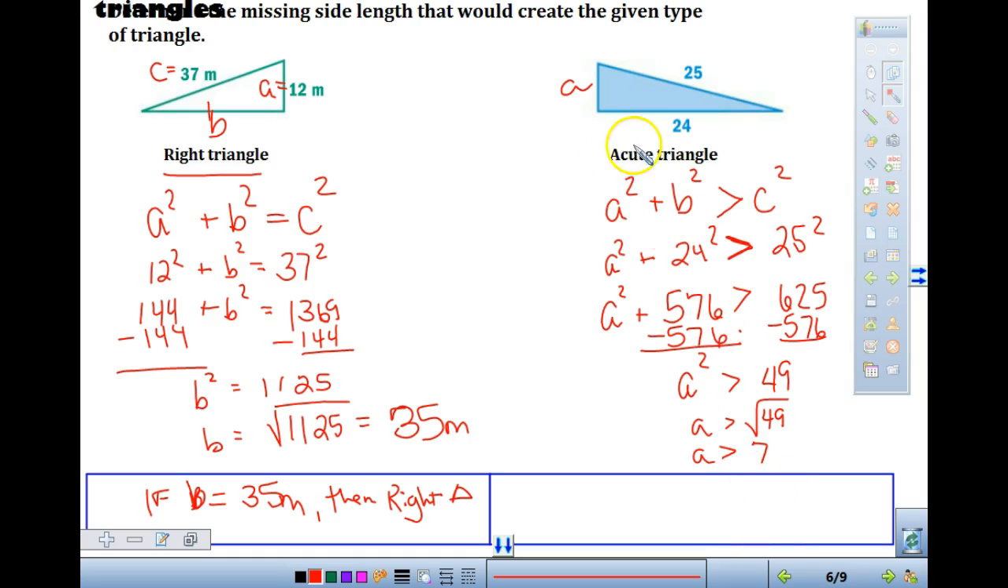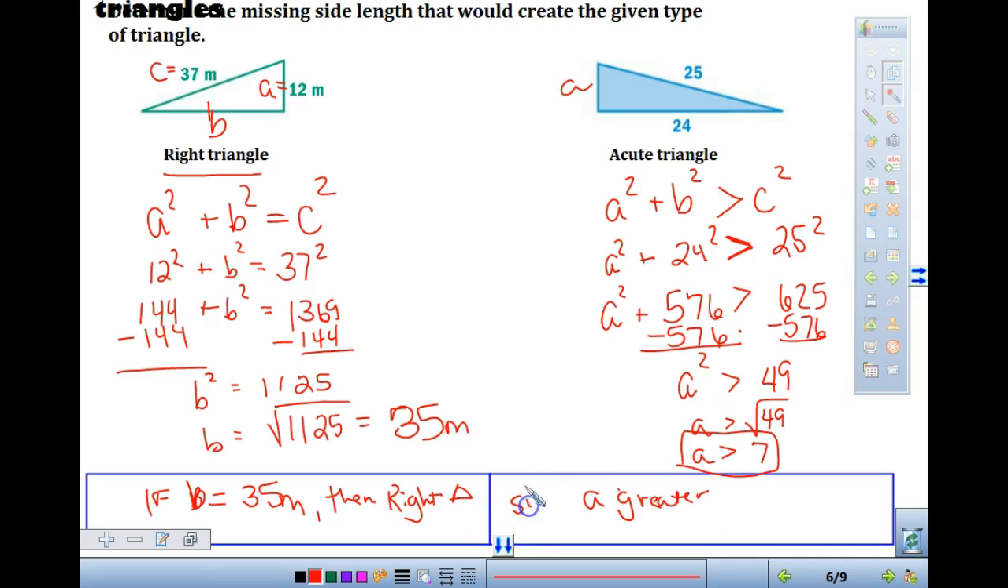Now, in order for it to still be obtuse, we're not going to talk about the upper limit, but a lot of times in math classes you talk about that it really can't still be more than 25, right? So it could be anywhere, so it has to be less than 25 and greater than 7. We're just mostly looking at this part.